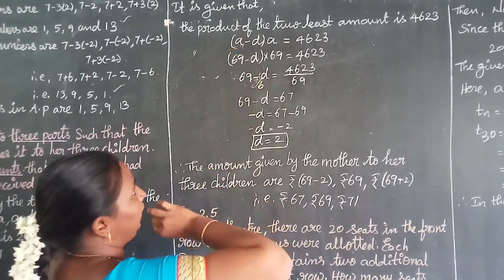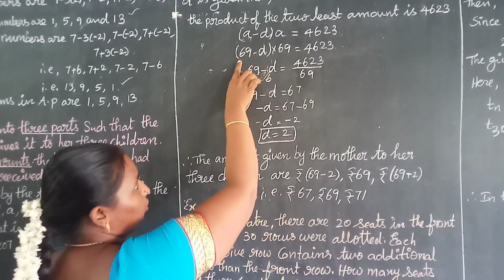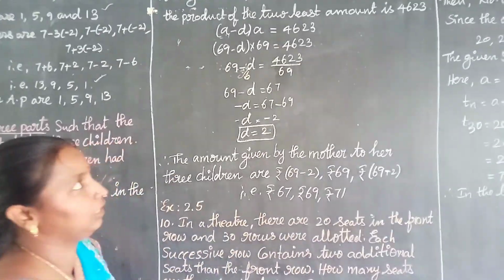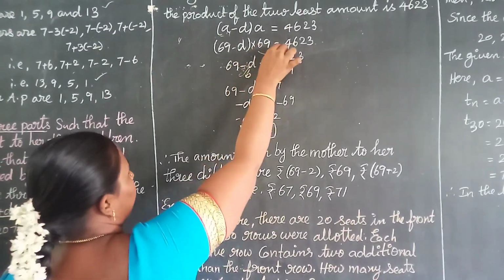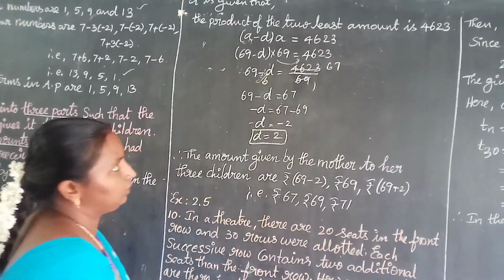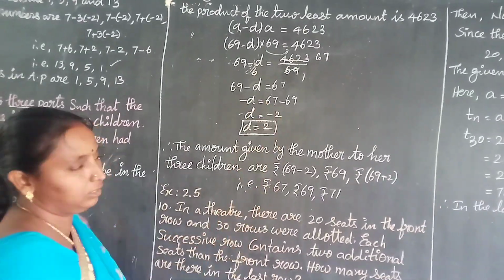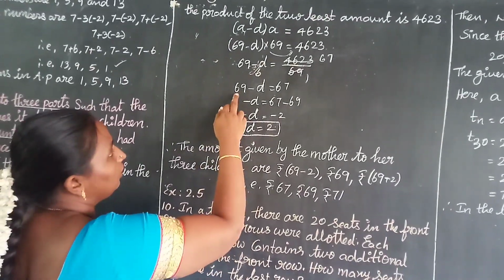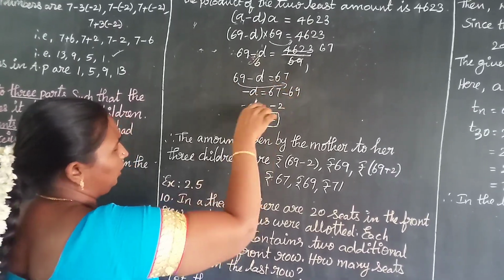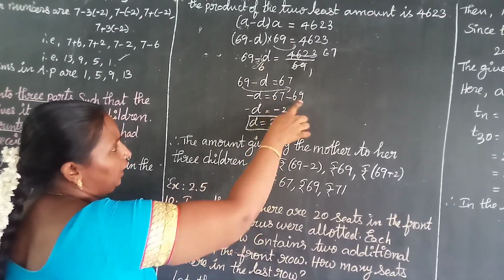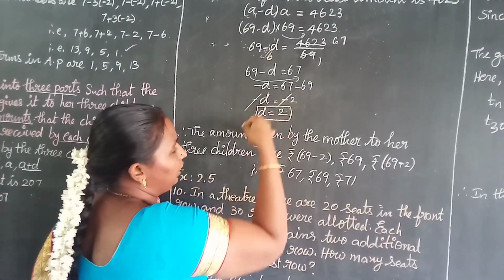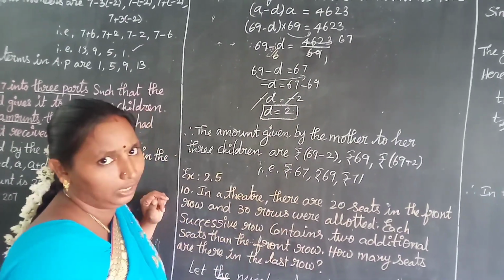So already we found A value, that is 69. Substitute that. 69 minus D into 69 equal to 4,623. So send this 69 to the RHS, it will divide. If you cancel now, 69 ones are 69, 67 times, you may cancel in 3 table also. Okay, 69 minus D equal to 67. Send this 69 to the RHS, we will get minus D equal to 67 minus 69, that is minus 2. Minus will get cancelled, we will get the D value as 2.